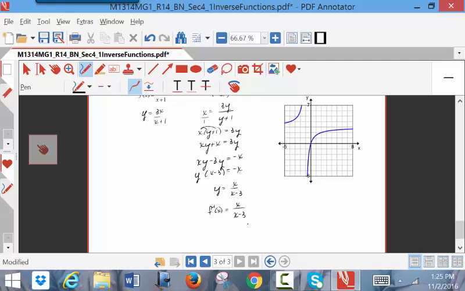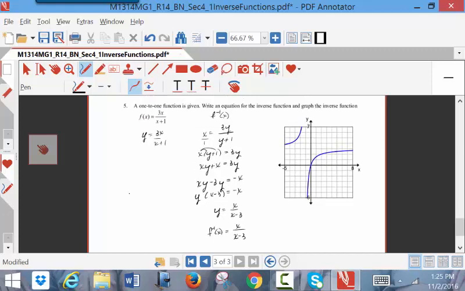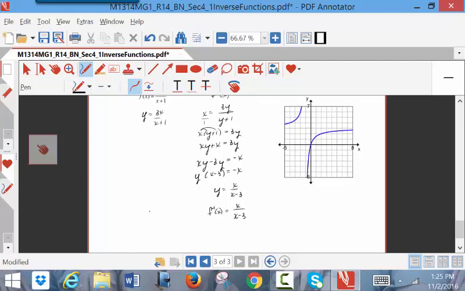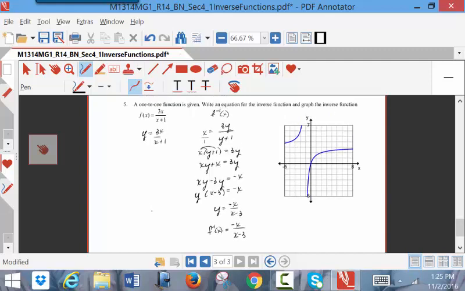Now, graphing this was a little bit of a nightmare. So wouldn't it be negative x? Yeah, did I lose the negative? Yeah, I put the negative on there. Okay, graphing it is the pits.